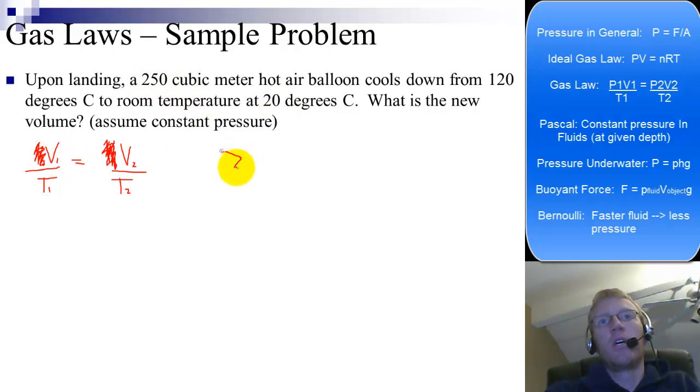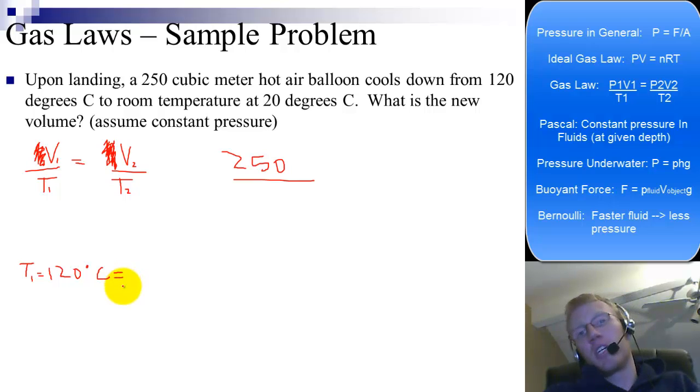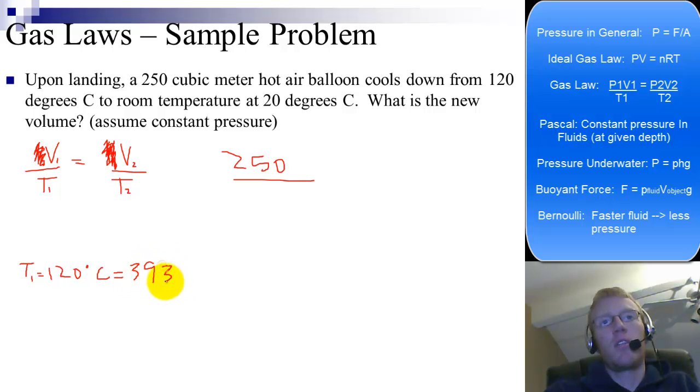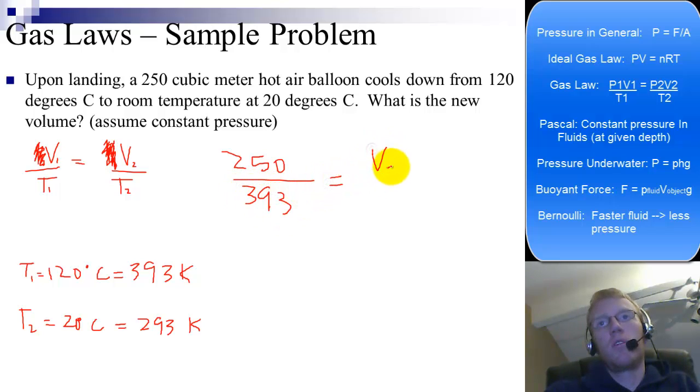So we plug in volume 1, 250, divided by temperature 1. Well, it started off at 120 degrees Celsius. Uh-oh. That means I need to do some converting. 120 degrees Celsius equals, do you remember how to convert Celsius to Kelvin? You have to add 273. So that's going to be 393 Kelvin. Temperature 2 was 20 degrees Celsius. Add 273, and that's going to give you 293 Kelvin. So temperature 1 was 393 equals volume 2 over temperature 2, which is 293.